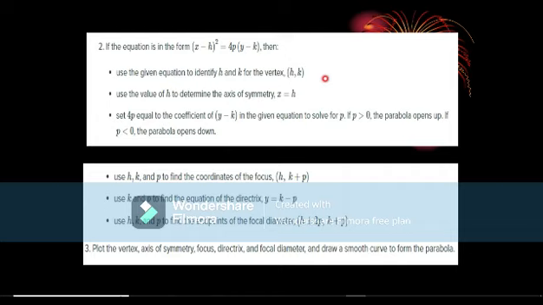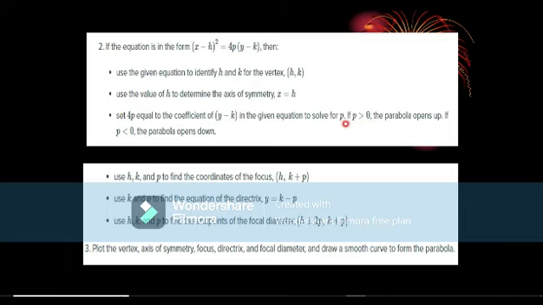Okay, let's proceed. Now, how about the other way around? If the equation is in the form of (x minus h) squared equals 4p times (y minus k), meaning this equation is where the axis of symmetry is vertical. So use the given equation to identify h and k for the vertex (h, k). Use the value of h to determine the axis of symmetry, x is equal to h. Then set p equal to the coefficient, again the coefficient of (y minus k), in the given equation to solve for p. If p is greater than 0, then the parabola opens up.